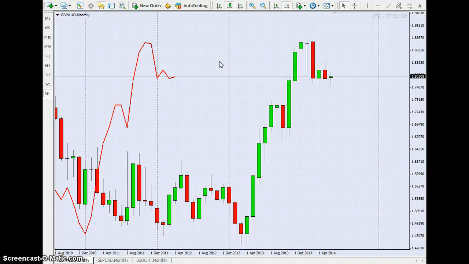Hey guys, Dustin here. Just trying to show you three currencies I'm looking at for the next week or the next couple of weeks to trade. Some setups that I saw in the 4 hours, so I wanted to show you how I analyze them.